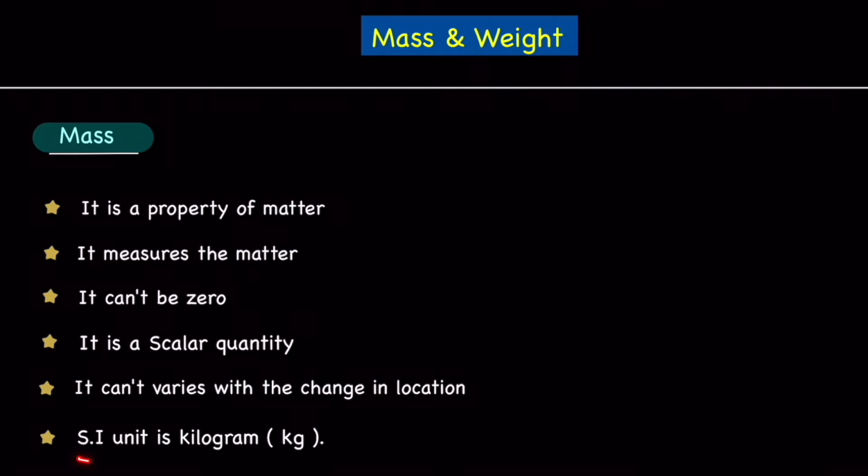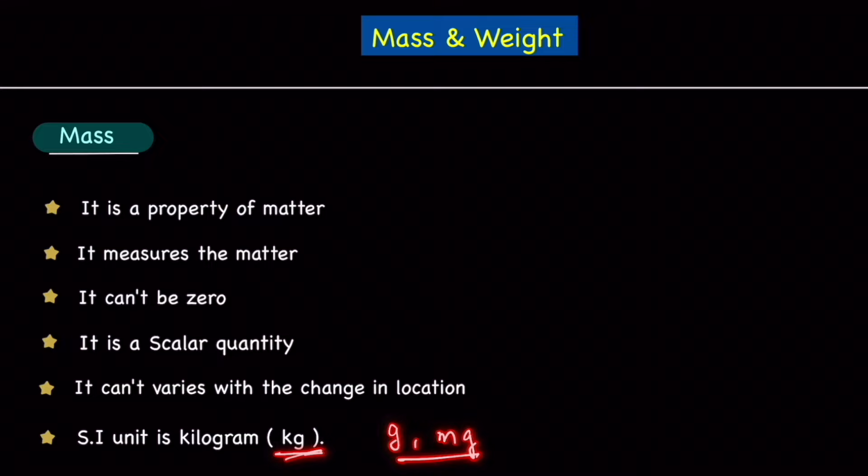Next is the SI unit, which is kilogram. Mass's SI unit is kilogram. It is represented as kg. As smaller units we can also consider gram and milligram, but the SI unit is kilogram.